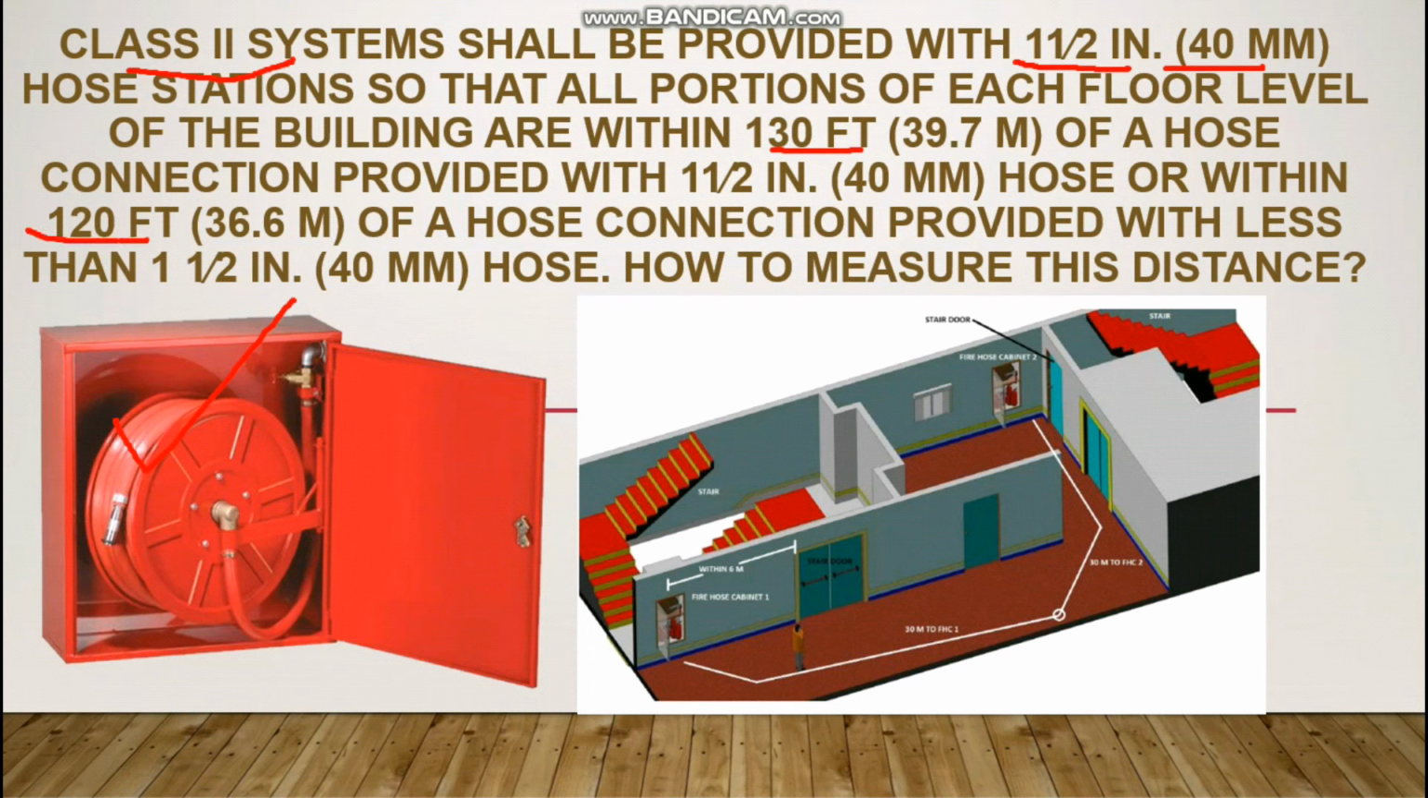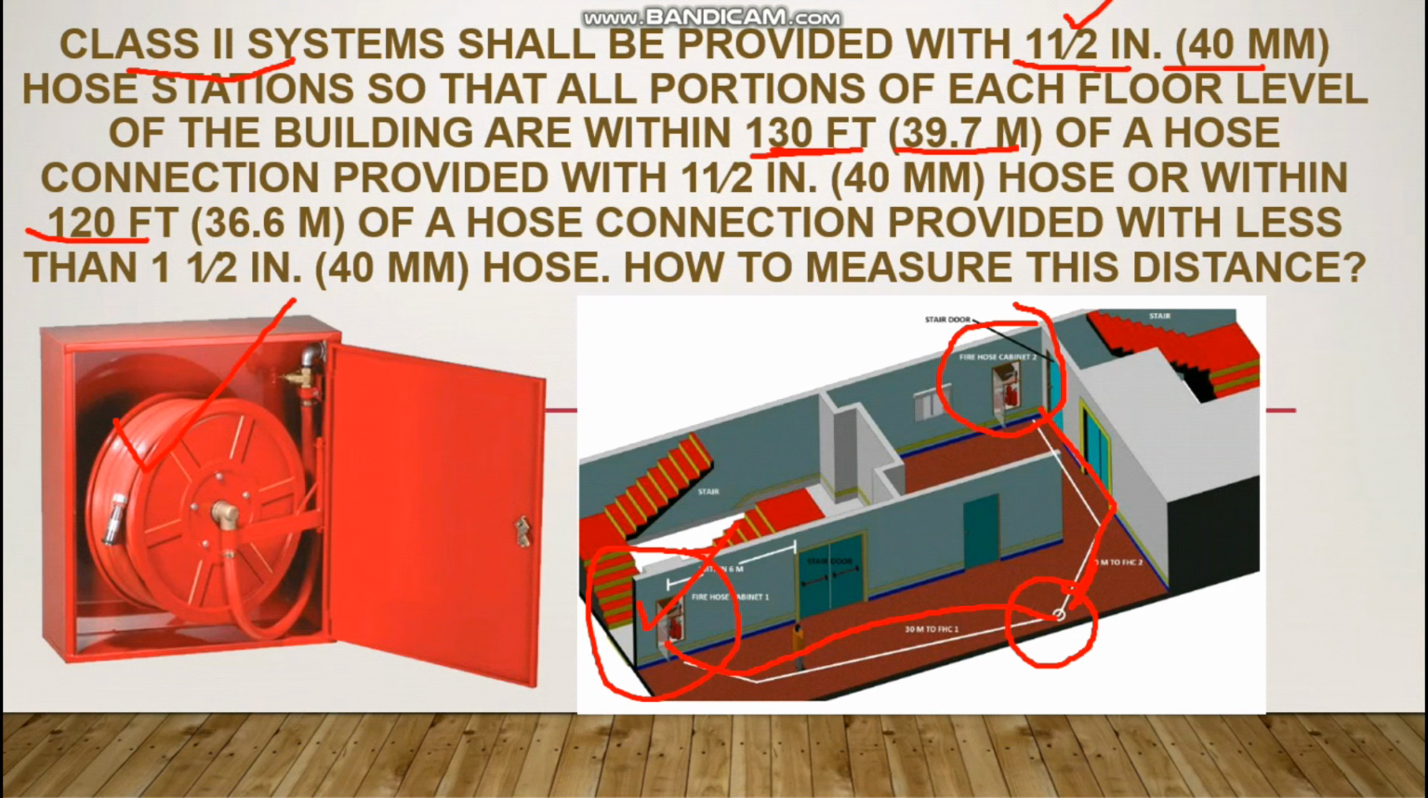Okay, so now we will see how to measure this travel distance from one to another. Suppose consider that we have a fire hose reel class 2 arrangement here, as shown, near this exit door. I am considering 1.5 inch hose reel, so the distance should not exceed 130 feet or 39.7 meter. From here it will be 39.7 meter, and again we have one more fire hose reel cabinet here. From here again 39.7 meter. So these two should be measured at this point. Then we don't need any additional fire hose reel cabinet.